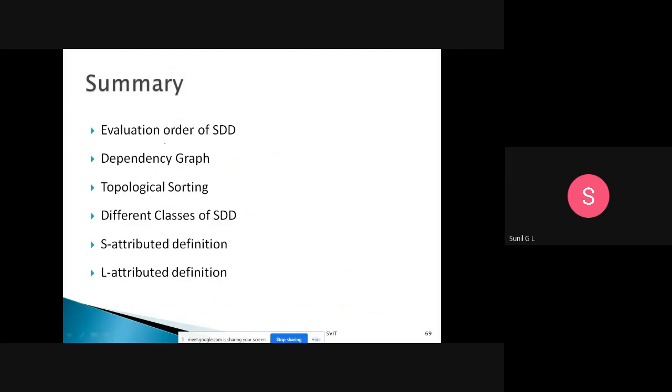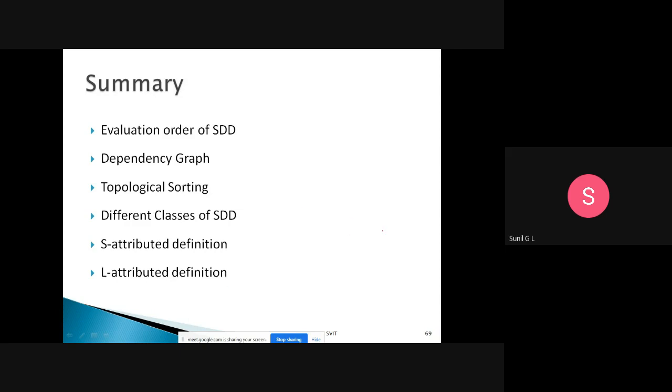We have discussed how to evaluate the order of an SDD. To evaluate the order of an SDD, we need a dependency graph. The dependency graph shows the flow of data from one node to another. Using this dependency graph, we derive the different topological sorts for the given annotated parse tree, that is, how nodes will be evaluated one after the other. For a given parse tree, we may have two or more topological sorts. Then we discussed two classes of SDD.